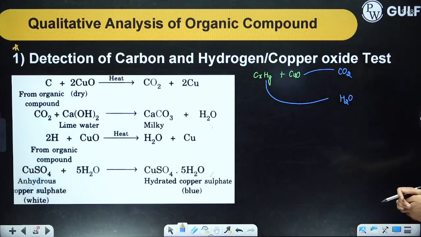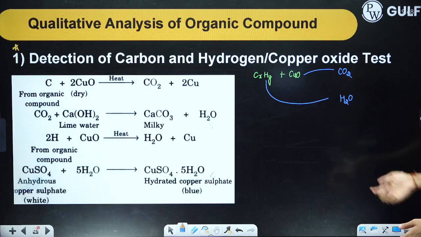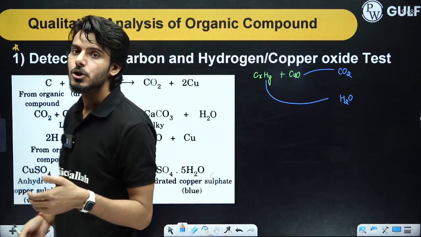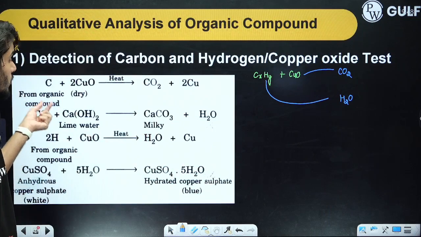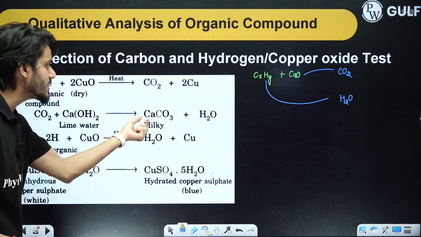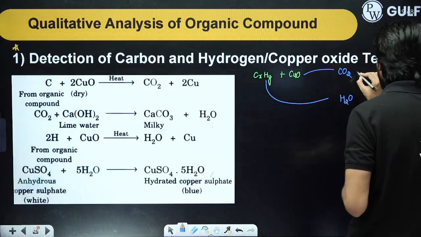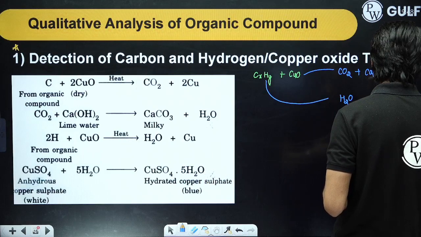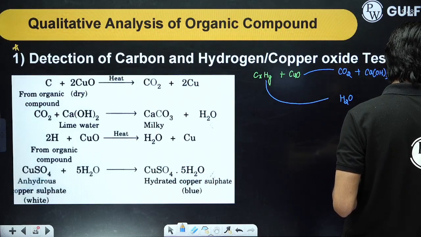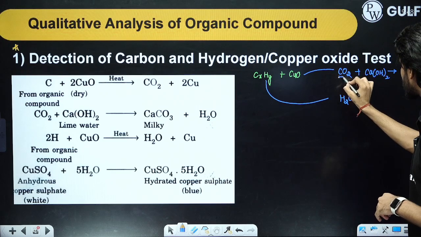Now, if this is the case and we want to characterize the result, we know that if we pass carbon dioxide through lime water, the lime water turns milky just because of the formation of calcium carbonate. So by passing it through lime water, if it turns milky, then carbon is detected, just because there is carbon dioxide here.